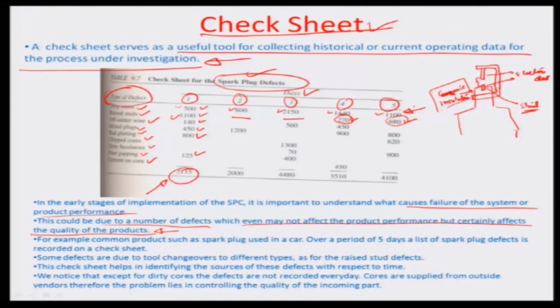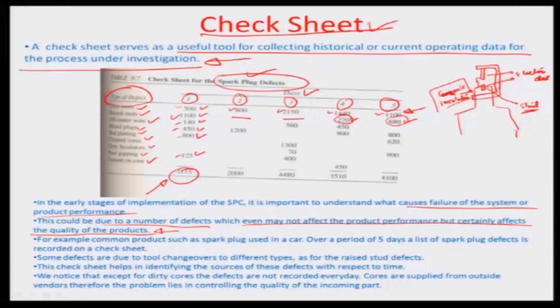so that the dirty cores can actually be reduced. You can also see various other issues, like let us say things related to off center wire or mixed plugs, bad plating, poor gapping on the day 1st, whereas some of these defects do not get recorded on day 2 and 3. One of the interpretations could be that the concerned person who is doing the inspection on let us say a particular day of the week, he may be oversensitive to recording of the quality, and that is why some of the defects which are otherwise not recorded on day 2 and day 3 are getting recorded on day 1.